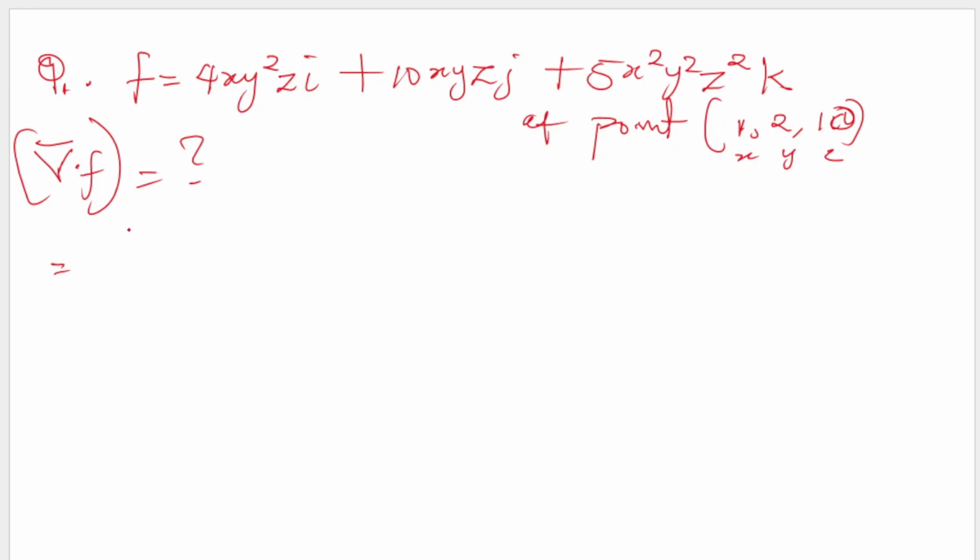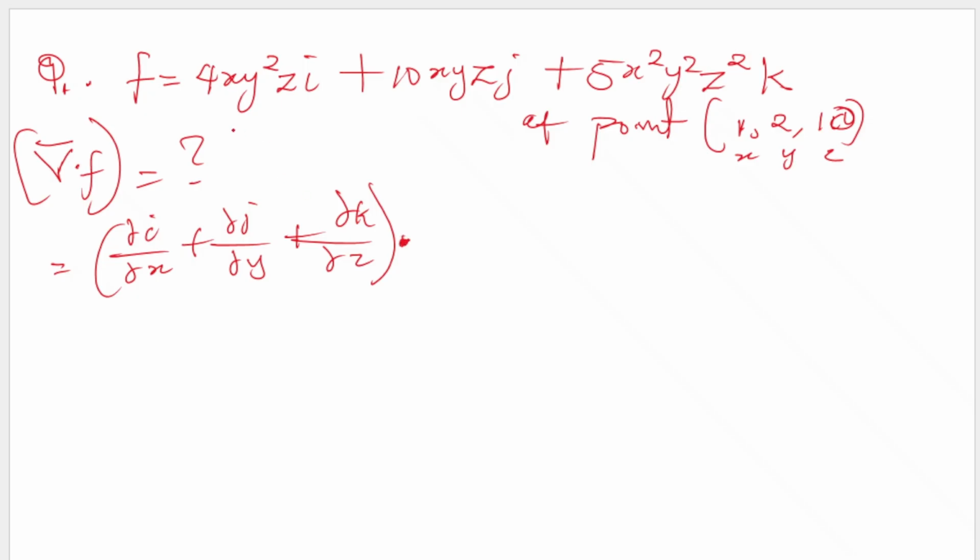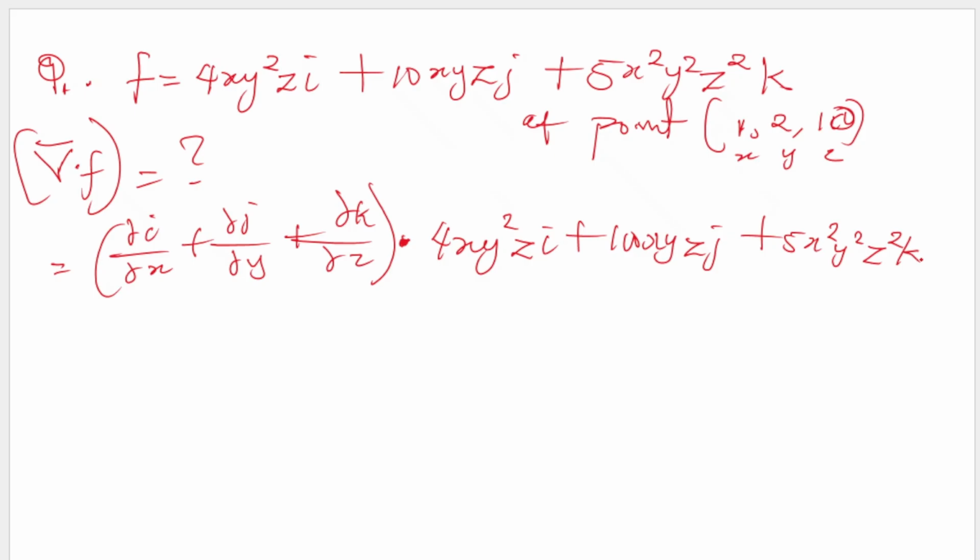Now, what we'll simply have there is partial i of partial x, plus partial j of partial y, plus partial k of partial z. We multiply this with our field vector, which is 4xy²z i plus 10xyz j plus 5x²y²z² as the k component.